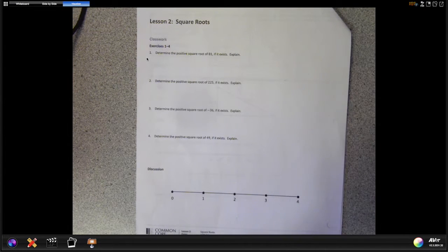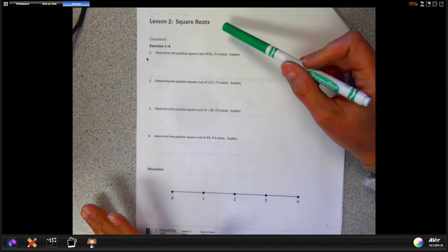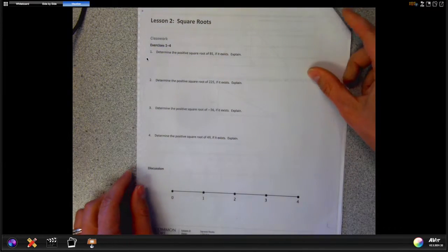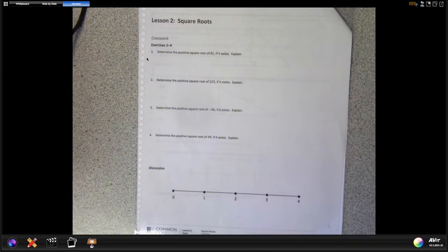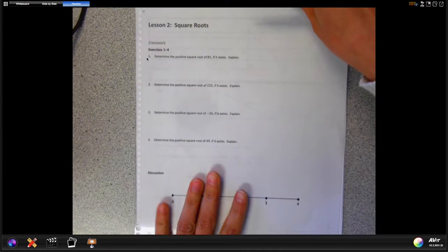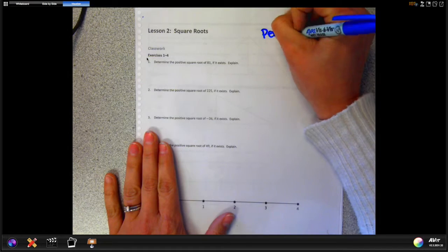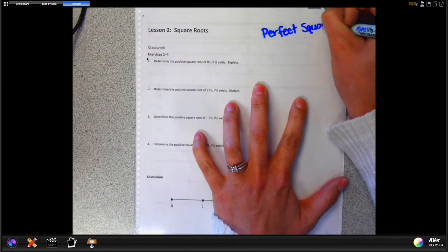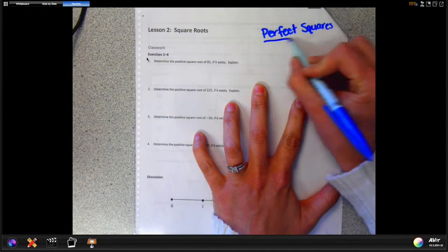So Lesson 2, we're going to be talking about square roots, and we're going to be talking about doing square roots without the use of a calculator, okay? So what we want to do to start off is make a list of the perfect squares, at least the first several perfect squares. And what I mean by that are numbers you can take the square root of and you can get an integer out. So perfect square numbers. Here's our list. So we're going to make a list here.